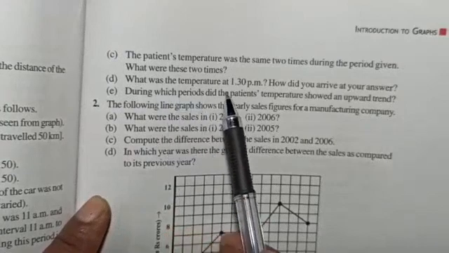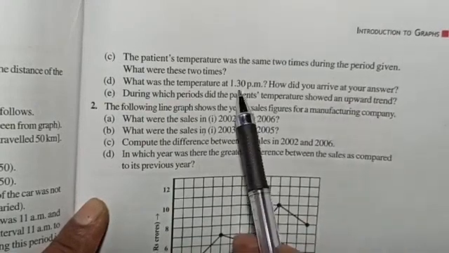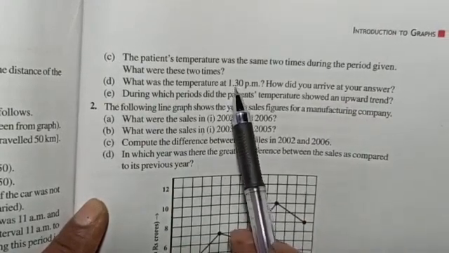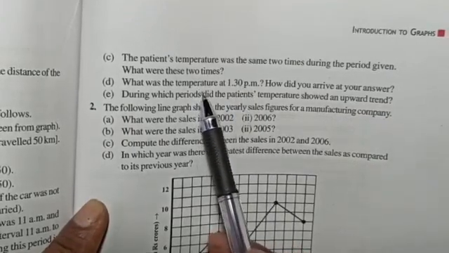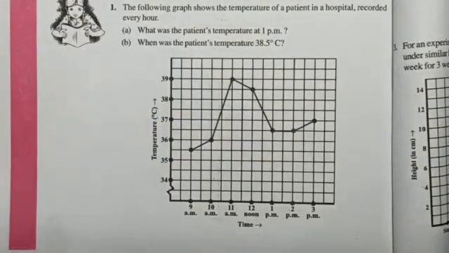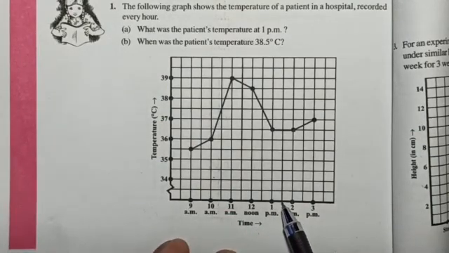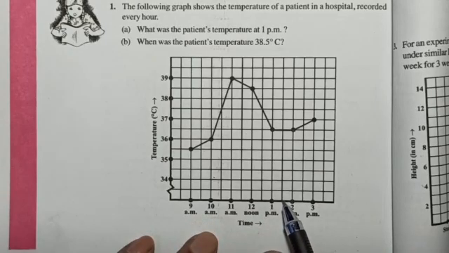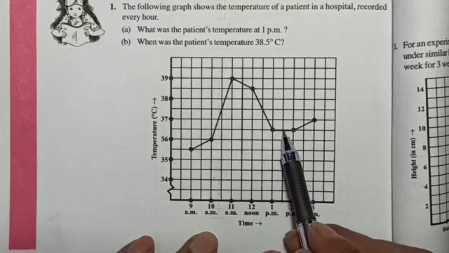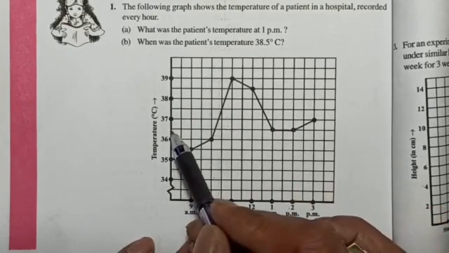What was the temperature at 1:30 p.m.? How did you arrive at your answer? Now the given time is 1:30 p.m. and at this 1:30 p.m. we have to find out the temperature. Now let's look in the graph. So here is 1, here is 2, and in between this is 1:30 p.m. and in this line, if we go, then this is the temperature. So at this point, the temperature is 36.5 degrees Celsius.